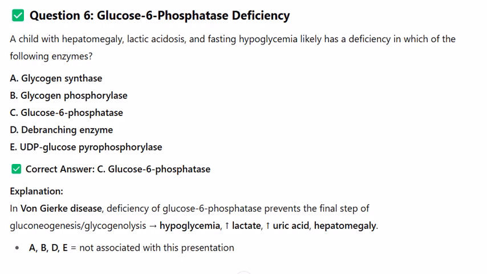Glucose 6-phosphatase. Explanation. In von Gierke disease, deficiency of glucose 6-phosphatase prevents the final step of gluconeogenesis and glycogenolysis, causing hypoglycemia, high lactate, high uric acid, and hepatomegaly. A, B, D, and E are not associated with this presentation.